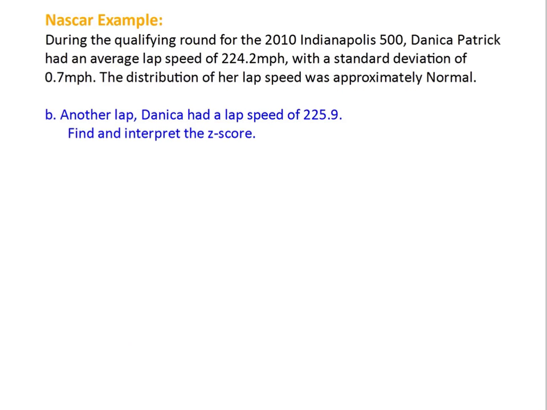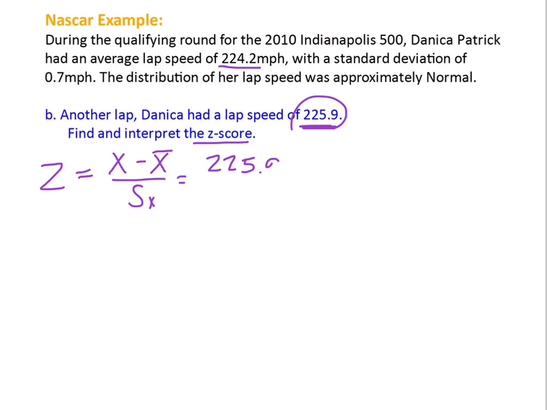Part B of that same question says another lap, Danica had a lap speed of 225.9. So she went faster this lap than her average. Find and interpret the z-score. Well, I always write my formula, z equals x minus the mean divided by the standard deviation. Her x value is her lap speed, so 225.9 minus the mean of 224.2 divided by the standard deviation.